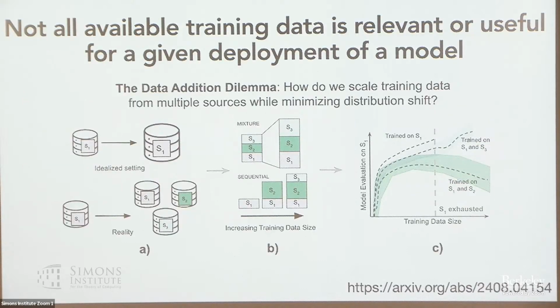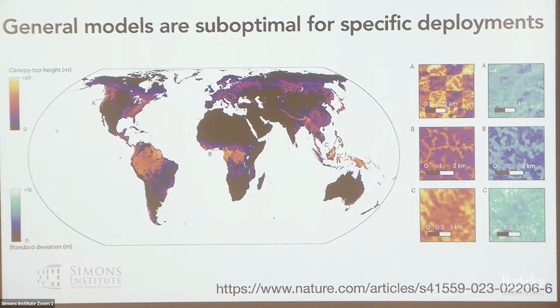And then this is actually something I grokked from Irene Chen, who gave a talk on this yesterday, but it turns out not all available training data is relevant or useful for a given deployment. And so essentially, as training data gets further and further from the deployment distribution, we find it has significantly diminishing returns in terms of the improvement it gives us. And actually, in some cases, it can be actively harmful. And then even if you're talking about building general models on general data, often we still find that general models are suboptimal for specific deployments.